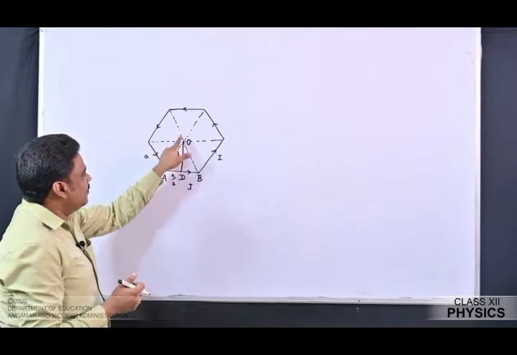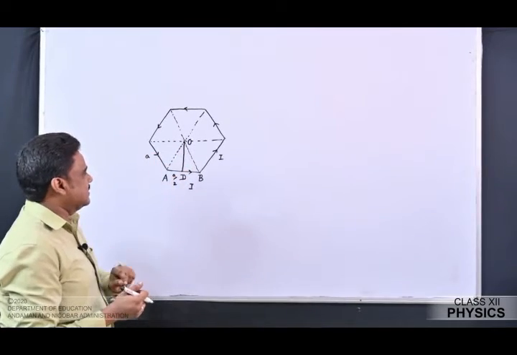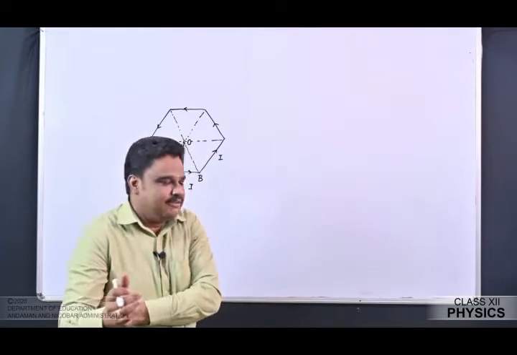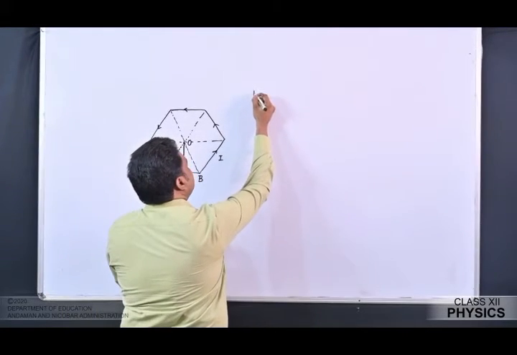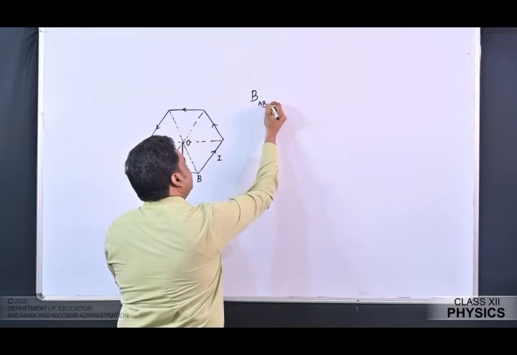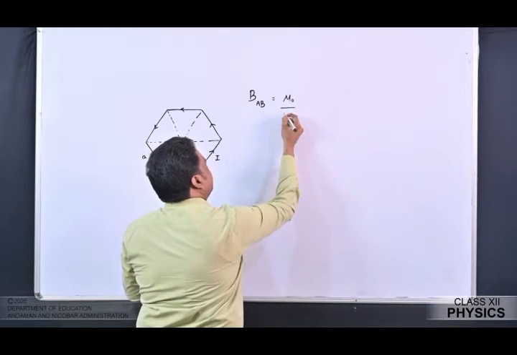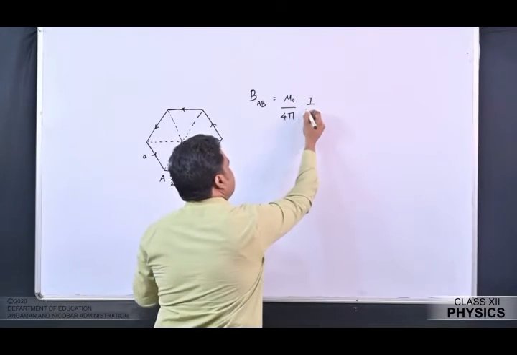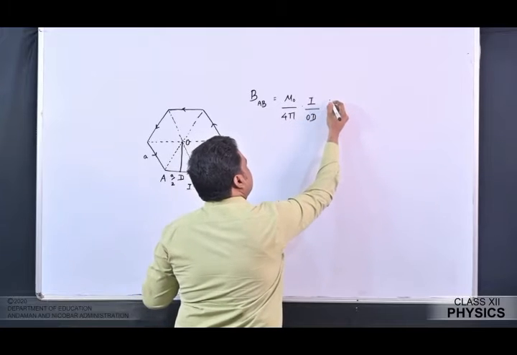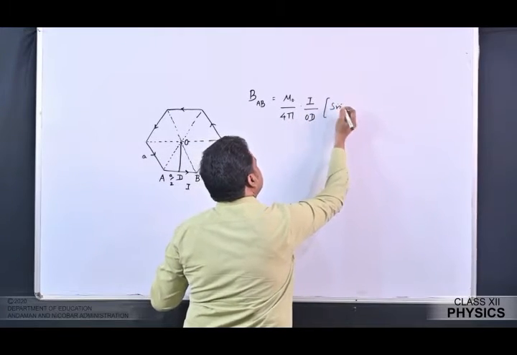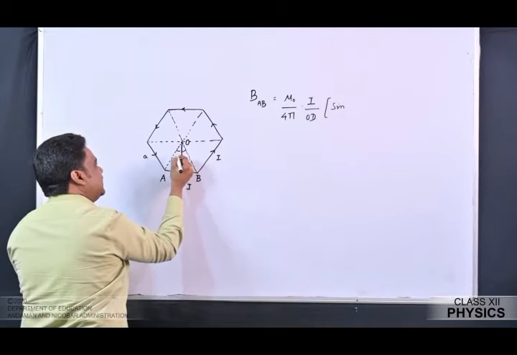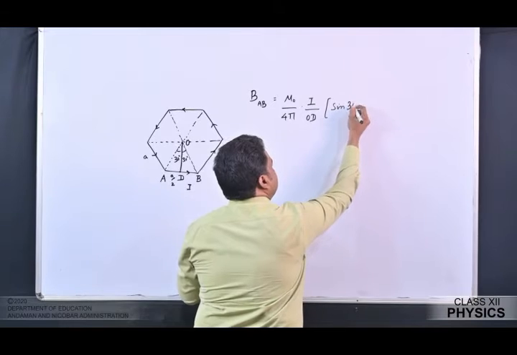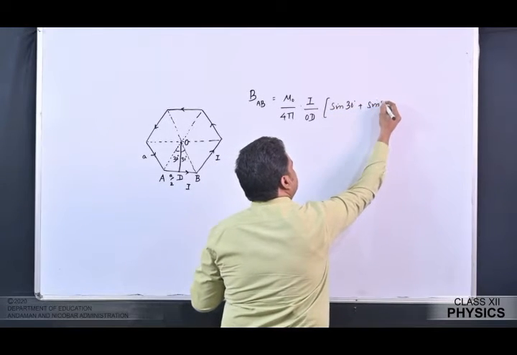D is the midpoint of AB, and OD is the observation distance. Once again it is a finite length conductor, and you know the formula for a finite length conductor: B_AB is equal to mu naught by 4 pi, I by a, where a is OD, into sine phi 1 plus sine phi 2. Since it is a hexagon, obviously the two angles will be 30 degrees. Phi 1 is 30, phi 2 will also be 30, so it will be sine 30 plus sine 30.